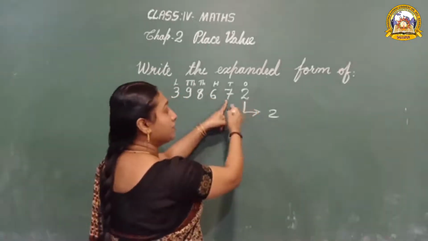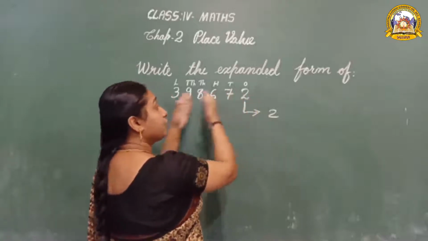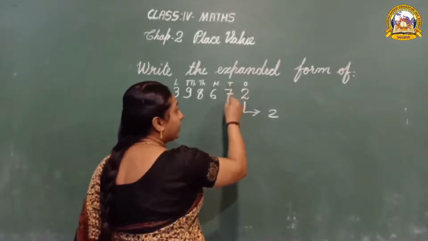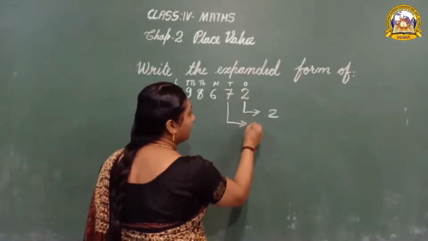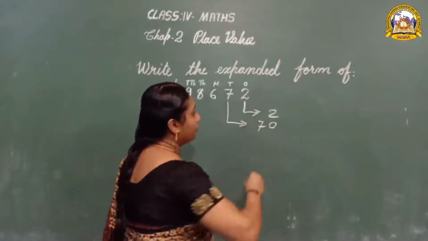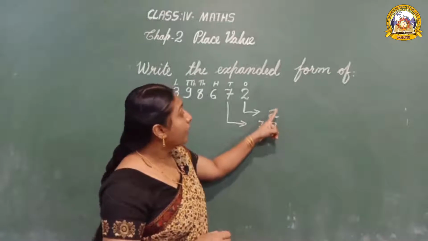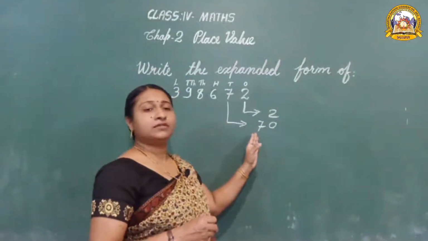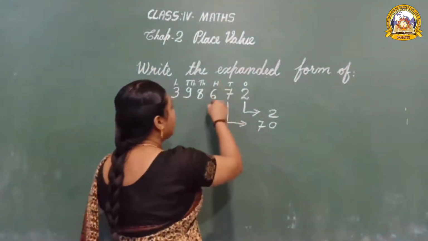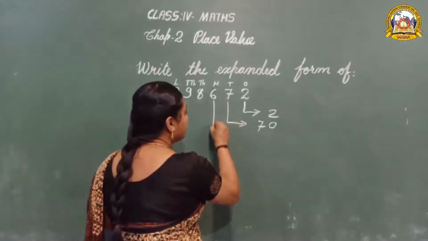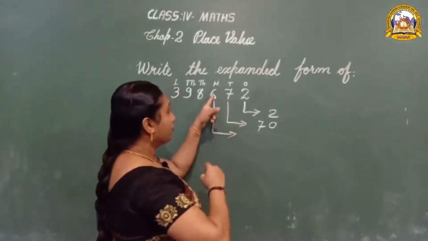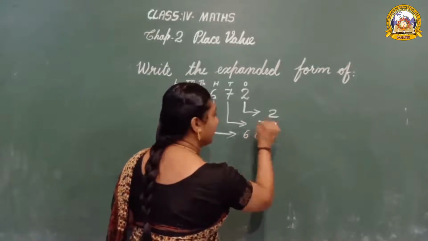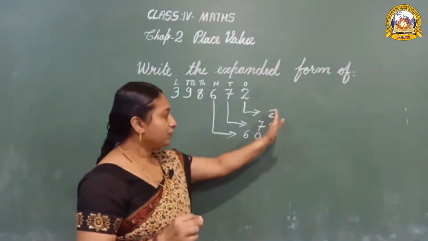Next, children, you should remember this thing. We have to start from right side to left side. So next, 7 tens, yes, 70. Here you can see under ones, only ones. Then after that we can write the tens digit. Next, 6 into 100, 600. Look here. It should be in line.